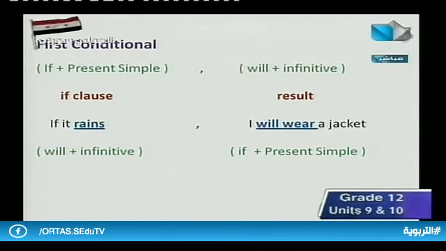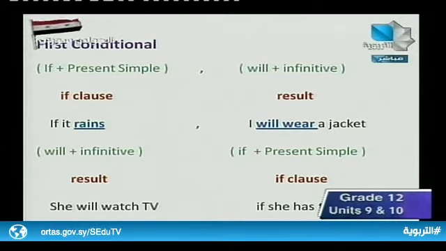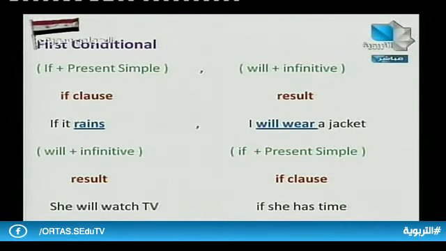We can use it the opposite way too: She will watch TV if she has time. We can start with the result clause. Again, this is a specific situation, not a general situation like the zero conditional. Thank you very much. I think it's very clear.